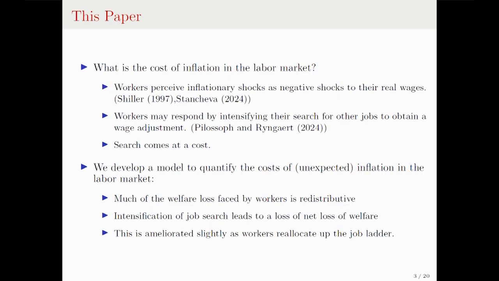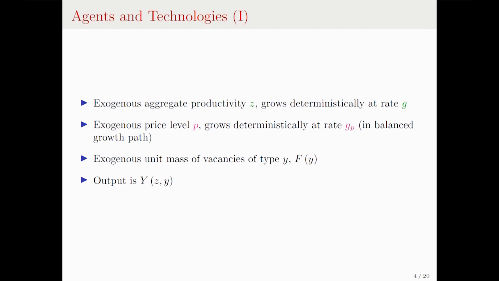Search is not free. Search requires effort from the worker, and we're going to develop a model that thinks about the costs of unexpected inflation or an inflationary shock in the labor market. Much of the welfare loss that workers face is going to be a real wage loss. When the inflation shock hits, their real wage goes down, but this is redistributive to the firm. The worker intensifies their search effort, and their search effort decision is going to be endogenous to their real wage. This leads to a net loss of welfare in the economy. This is somewhat ameliorated because when the worker searches, workers make more frequent contacts and they're more likely to reallocate up the job ladder, increasing the productivity of their matches.